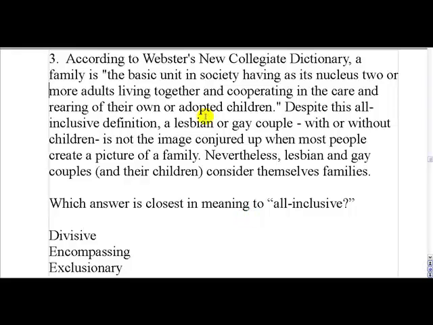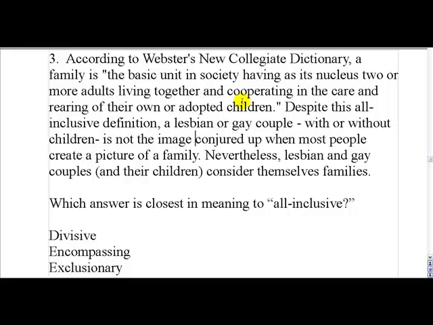Now, you might not even know what this word means, but don't give up. Conjured up when most people create a picture. This is what I'm telling you. And these are reading passages. I need to tell you this: I found these passages out of college textbooks, and it just shows you how the actual reading passage helps you define other words you're not sure of. So conjured up actually does mean to create a picture of something.